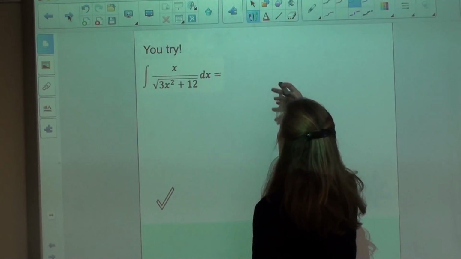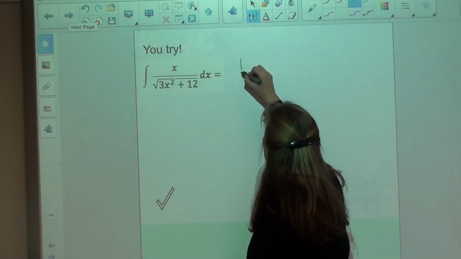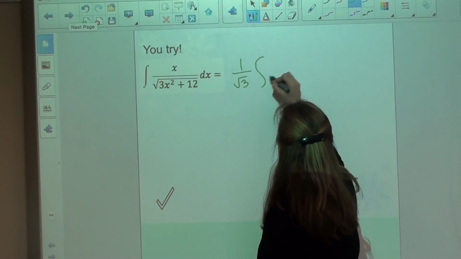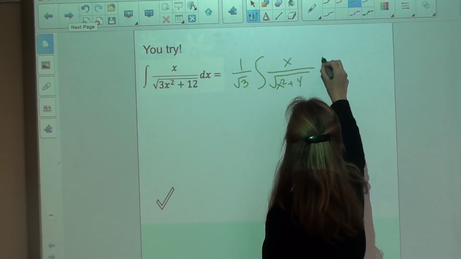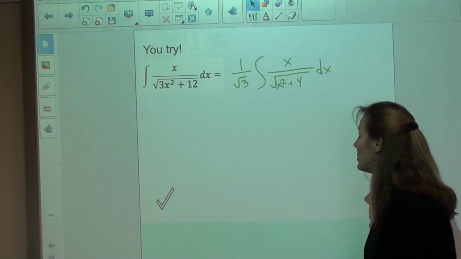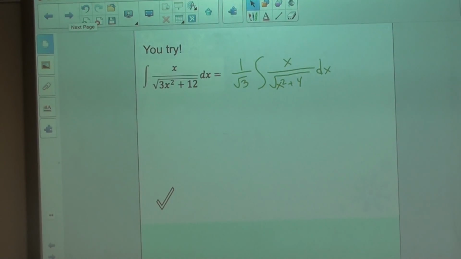What I would do before starting, that's the first thing I would do, is pull that 1 over root 3 out.